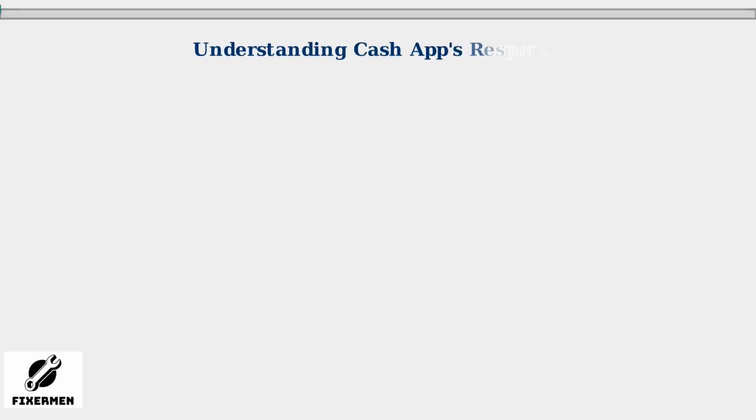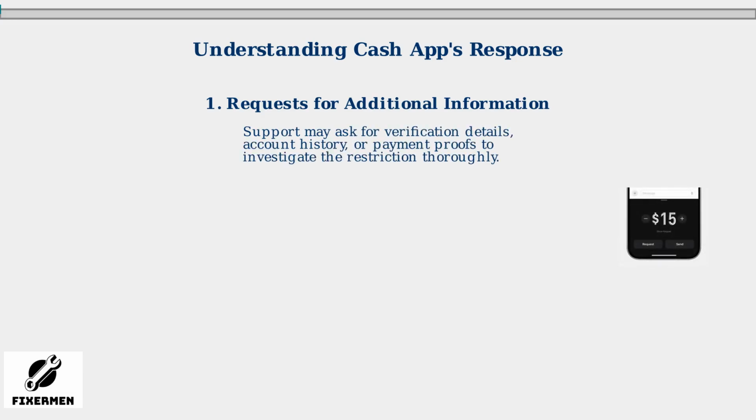When you contact Cash App support about error code 2001, you may receive different types of responses depending on the situation. These typically fall into three main categories: requests for additional information, explanations of the restriction, or timelines for resolution. The first type of response is a request for additional information. Cash App support often needs more details to verify your identity or understand the context of the restriction. This might include asking for your full account details, recent transaction history, or proof of payment methods.